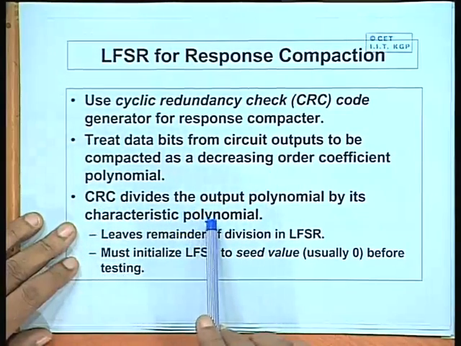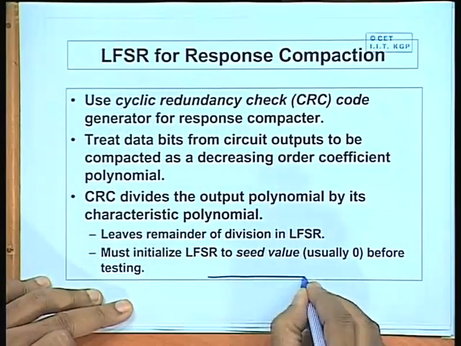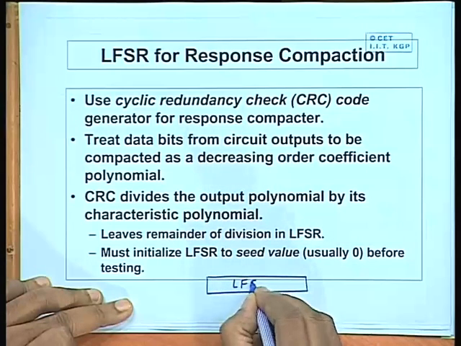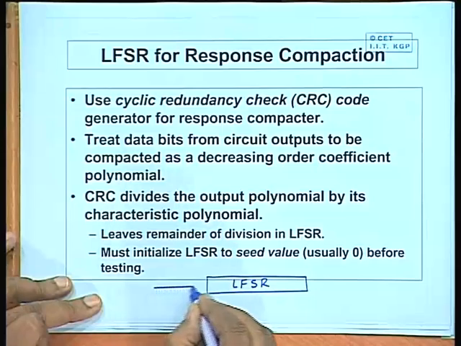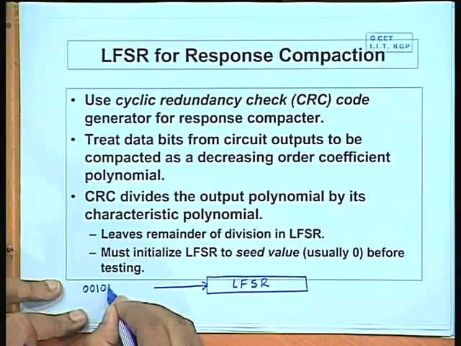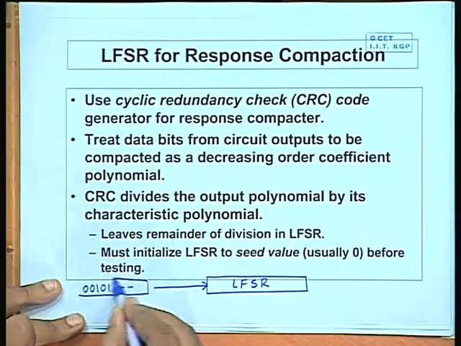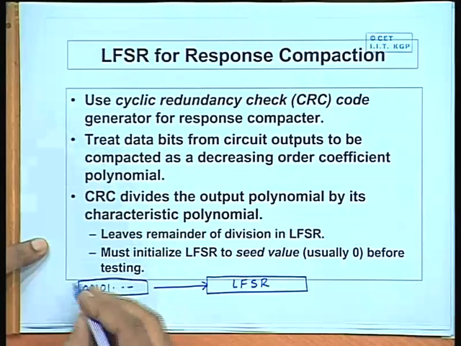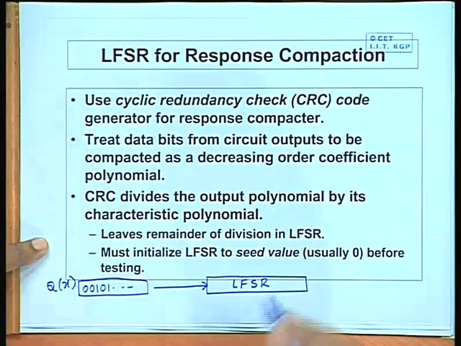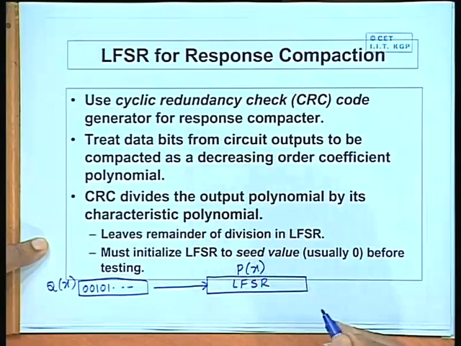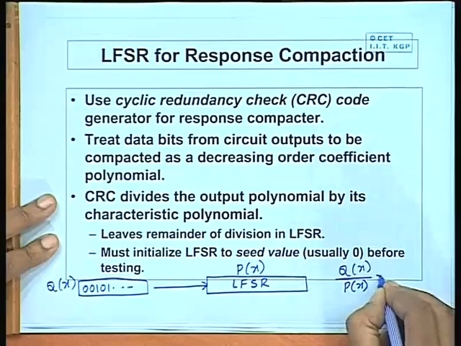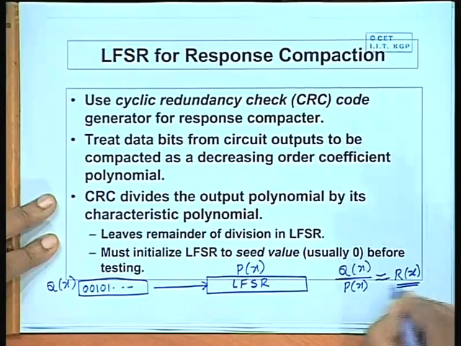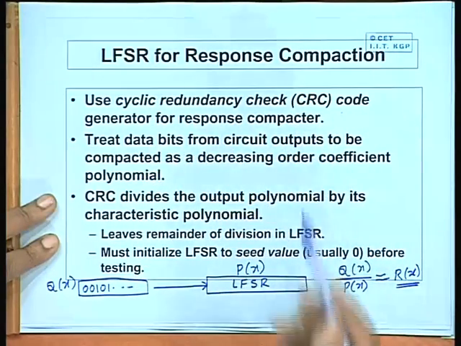Now the way CRC operates, I am not going into detail. You have an LFSR, and this LFSR realizes a characteristic polynomial. Now you feed the LFSR with a stream of bits, a 0-1 pattern. This input bit stream, you can treat as the bits forming the coefficients of a polynomial Q(x). If P(x) is the characteristic polynomial of the LFSR, then you are actually dividing the polynomial Q(x) by P(x) and generating the remainder polynomial R(x). R(x) is the remainder after division. Whatever is the remainder polynomial is treated as the CRC code, or the signature in the present context.